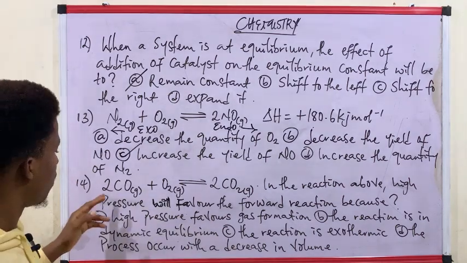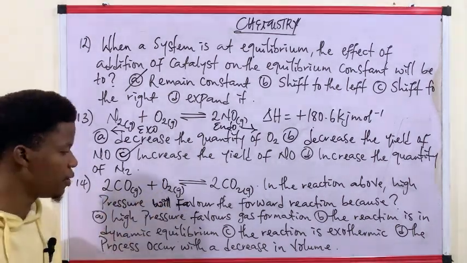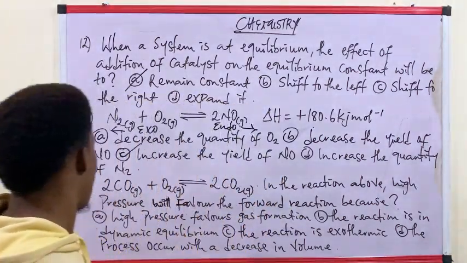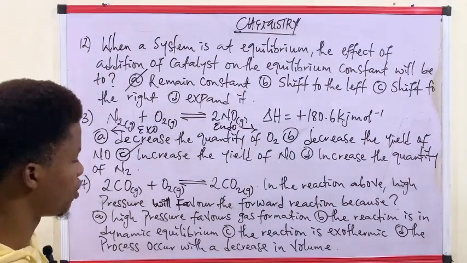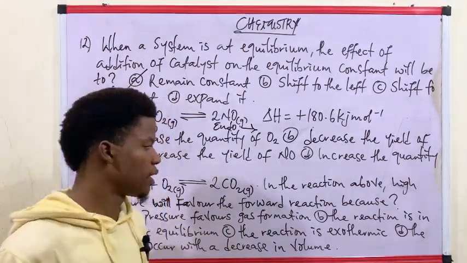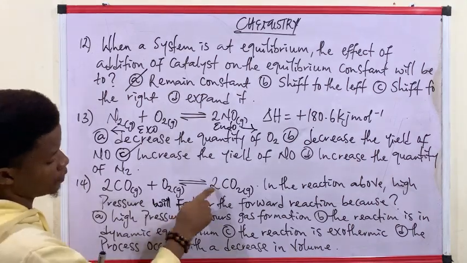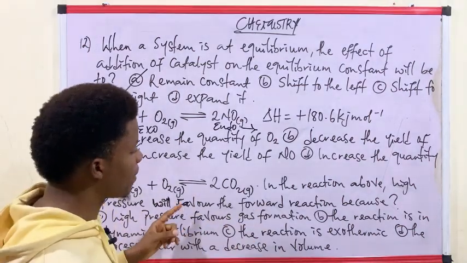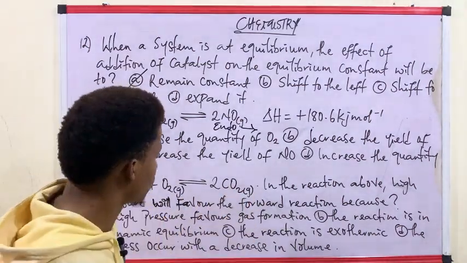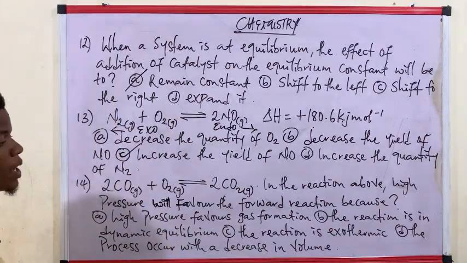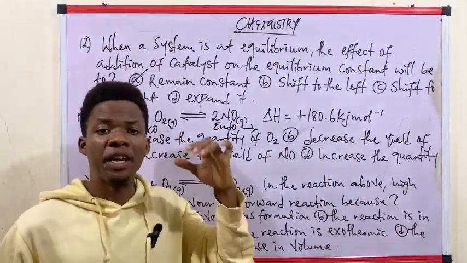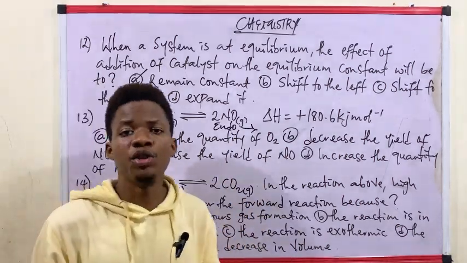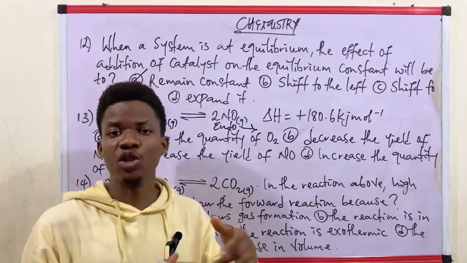Then question 14, we have carbon monoxide reacting with oxygen to give us carbon dioxide. In the reaction above, high pressure will favor the forward reaction because, so when you increase the pressure, why will it favor the forward reaction? Now remember, in order for an increase in pressure to favor a particular side of the reaction, it therefore means that the volume or the number of moles on that side is lower.